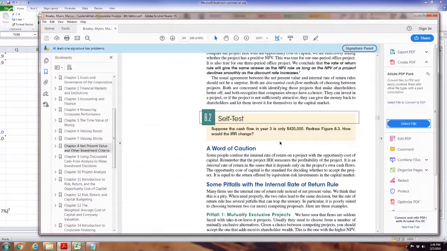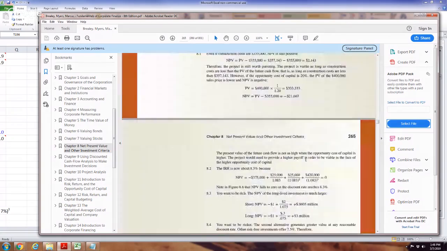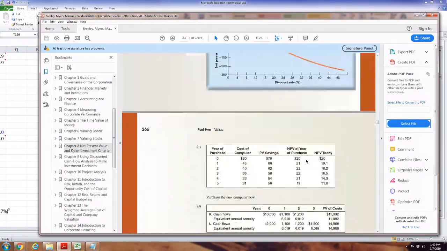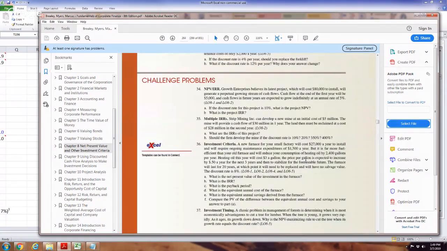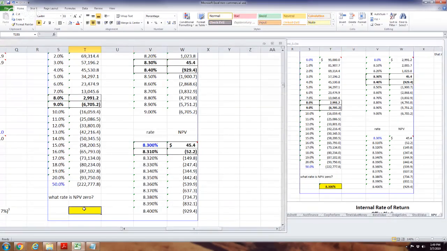Now let's see how the IRR changes. So this is 245. So yeah, let's just run to the back of the book for a second. Yeah, 8.3. So there it is, 8.3. I couldn't tell you what exactly happened there, but it reaches 8.3, equals 0. So who knows what happened there, but that's the answer.